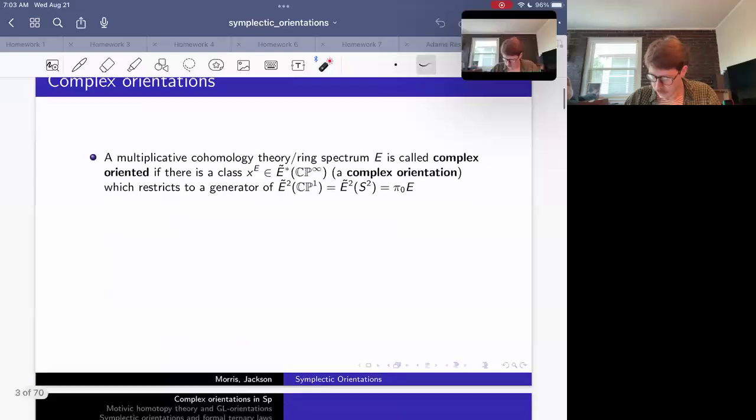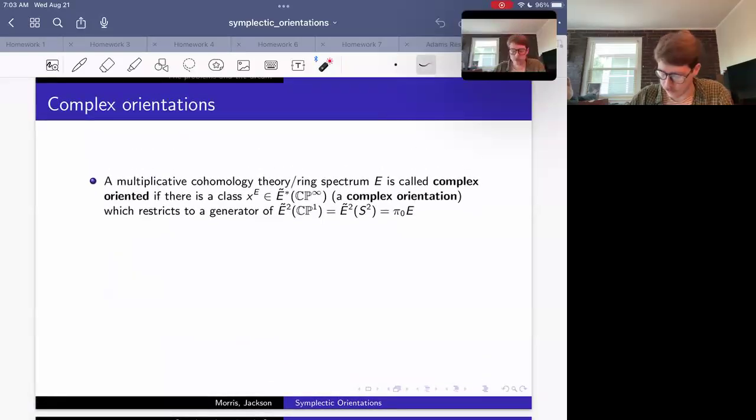Okay. So this is classical. If you want a reference, you can look in what's called the Green Book by Ravenel. But a multiplicative cohomology theory or a ring spectrum, E, is called complex oriented if there's a class in the cohomology of CP infinity, called a complex orientation, which restricts to a generator of the second cohomology of CP1. And you can see by a string of equivalences, well, CP1 is the same as S2, and then this is going to be the same as pi 0 of E. So we're generating pi naught of our ring spectrum with this complex generator when we restrict down on cells.